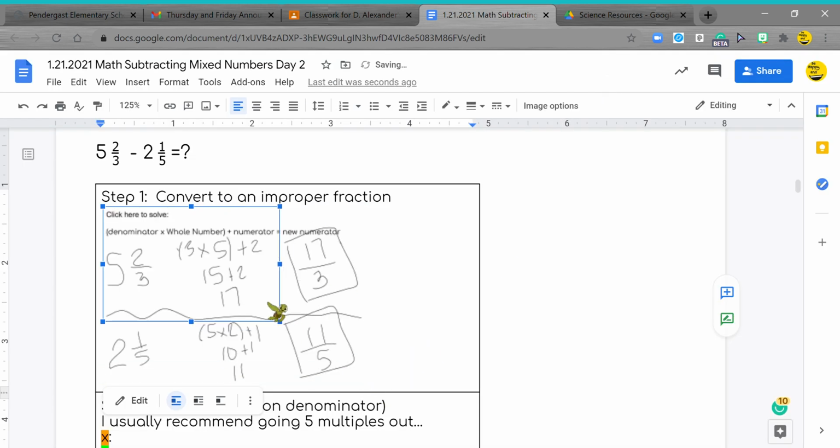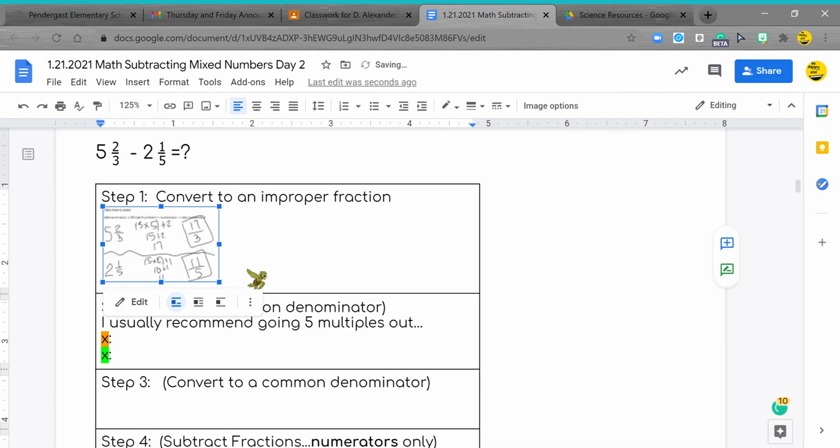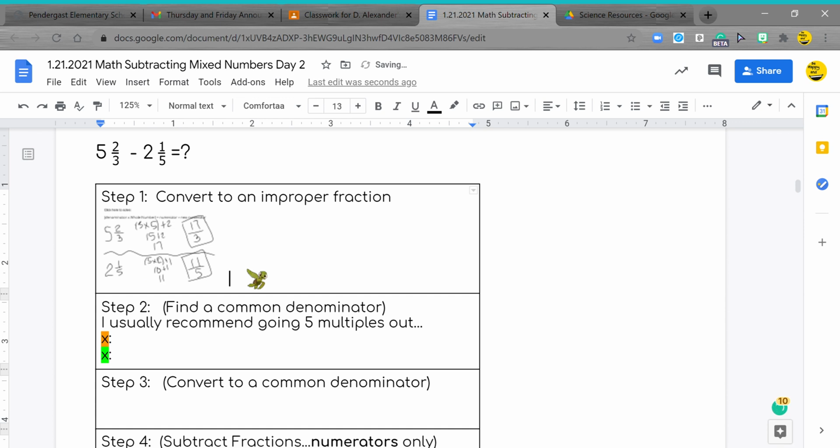I'm going to make this just a little smaller because we don't need a bag. And right here, I'm going to go 17/3. I'm going to minus 11/5. Okay, so this is my new problem. It's the exact same. I'm going to get the exact same answers as if I was doing it with mixed numbers. All I did was change it to improper fractions.